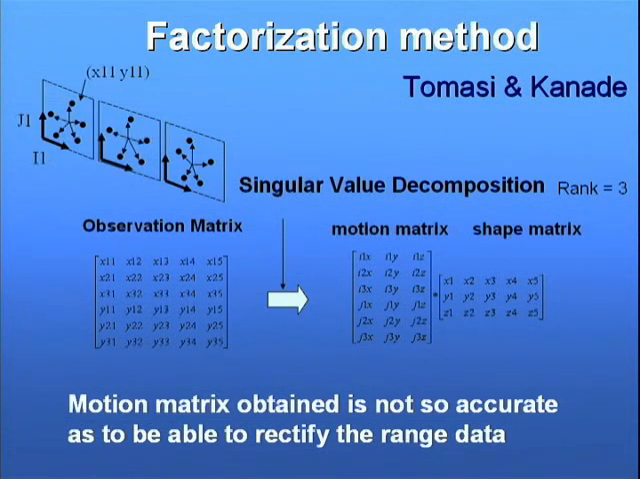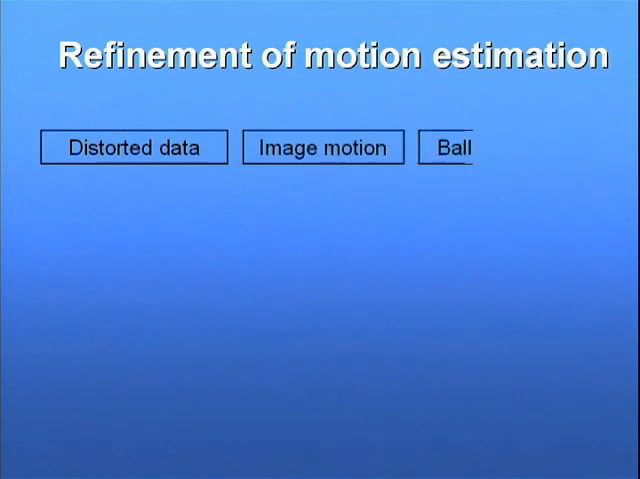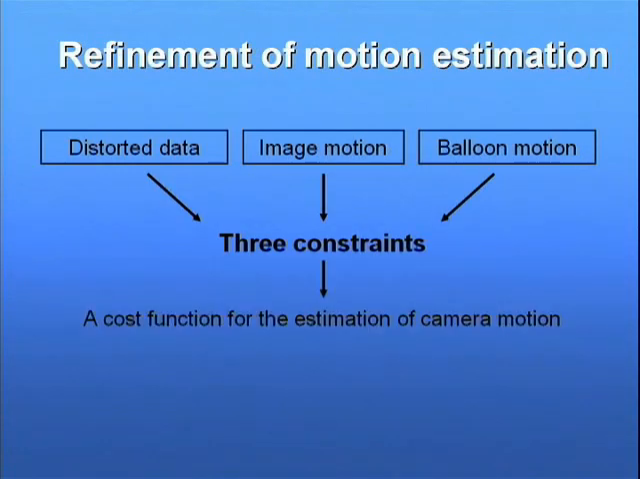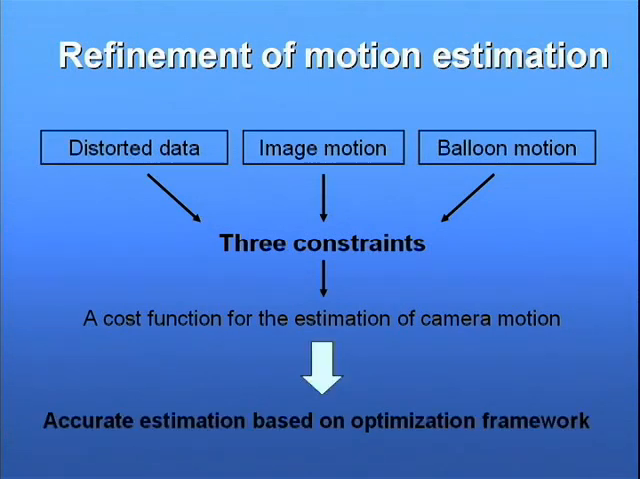What can we do? Well, for this, we think about distorted range data, image motion, and balloon motion, and we can extract three constraints. Later, I will explain what the three constraints are. And by using these three constraints, we can set up a nonlinear minimization method by using a cost function to estimate camera motions. And by using this, an accurate estimation is obtained.